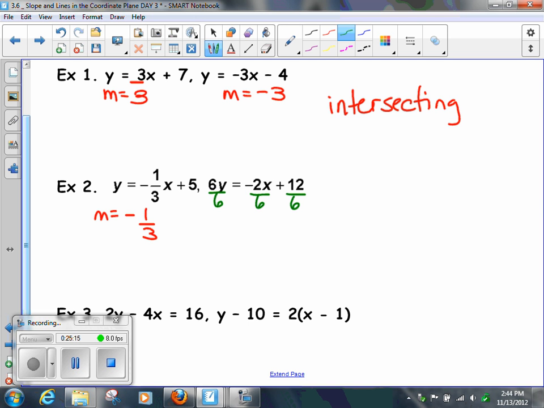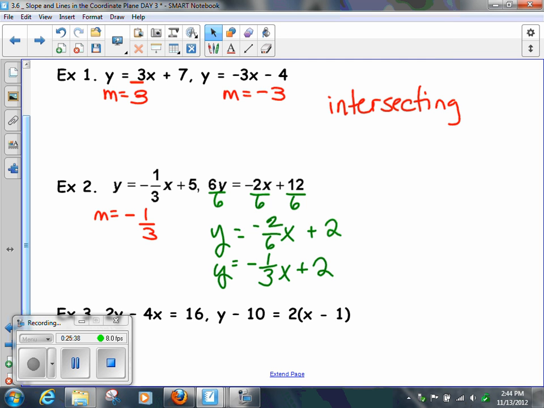6y divided by 6 is y, plain old 1y. Negative 2/6, go ahead and write it. And then 12 divided by 6 is what? 2. Can I simplify negative 2/6 into what? Negative 1/3. Plus 2.